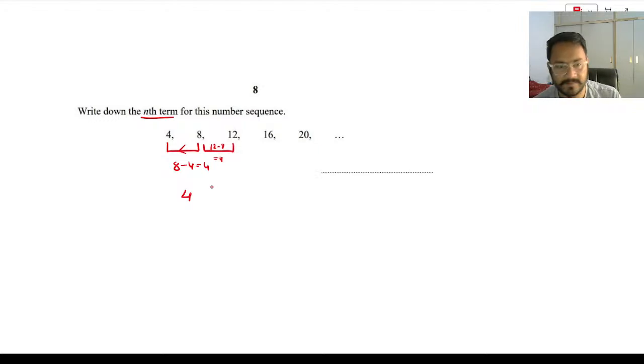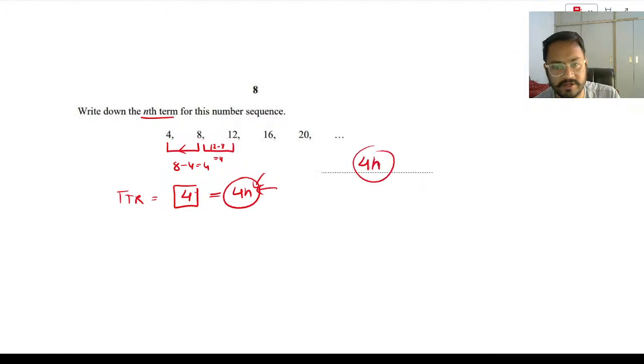What will be the n term rule if the term to term rule is 4? So we'll put 4 and then n. So 4n will be your answer. If you put n equal to 1, you will get the first term. If you put n equal to 2, you will get the second term. If you put n equal to 3, you will get the third term. So your answer will be 4n. That will be your n term rule, right? So you got the answer.